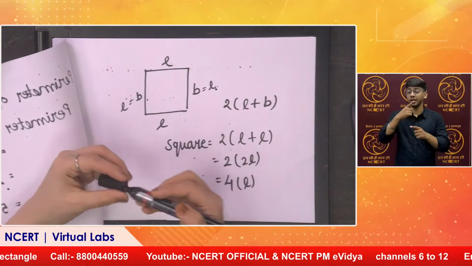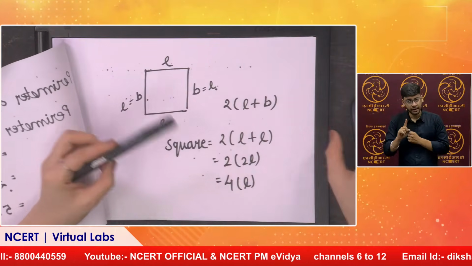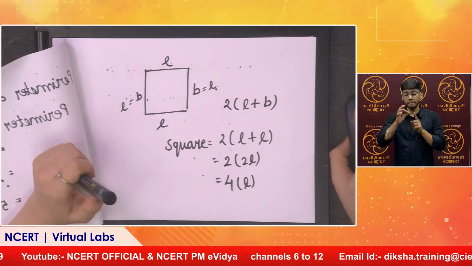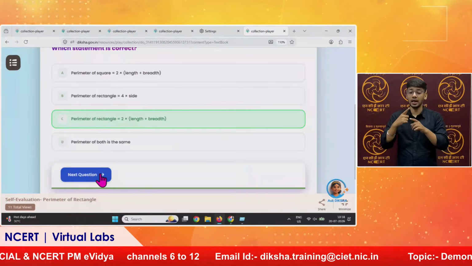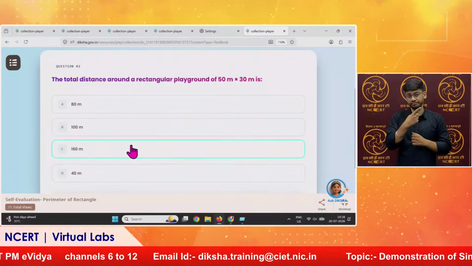So we can see our correct option should be only one, which is the perimeter of a rectangle is 2 into (length plus) breadth. So this way our option C is correct. Now we are moving to the next question. This is our next question.